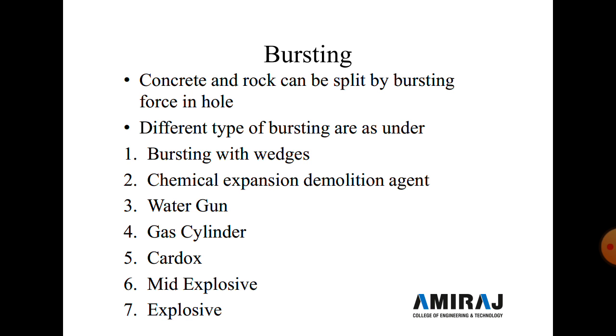Now next is bursting. Concrete and rock can be split by bursting force in a hole, and the different types of bursting are as follows. First one is bursting with a wedge. Second is a chemical expansion demolition agent, and third one is a water gun. Fourth one is a gas cylinder. Fifth one is Cardox. Sixth one is a mild explosive, and seventh is an explosive.